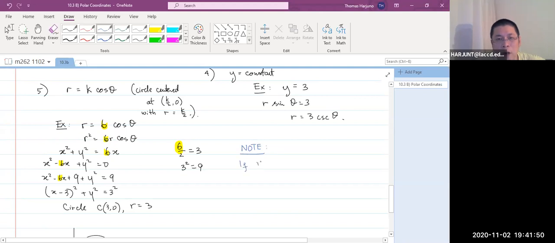If r(theta) depends on cosine theta or any exponent of that only, no sine theta, then the graph has x-axis symmetry.